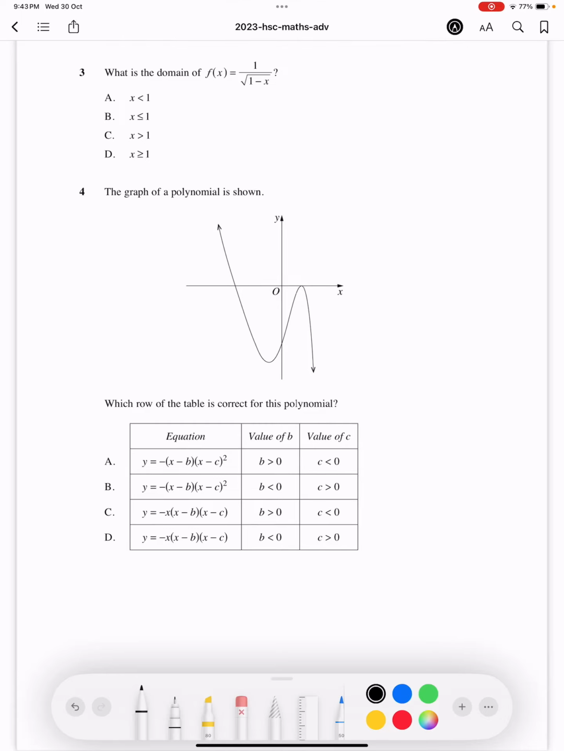Alright guys, let's have a look at questions 3 and 4 from the 2023 HSC Maths Advanced Paper. Question 3 says, what is the domain of f(x) = 1 over root (1 minus x)? A really great starting point for a question like this is looking at the question and seeing if there's any weak point that may have restrictions.